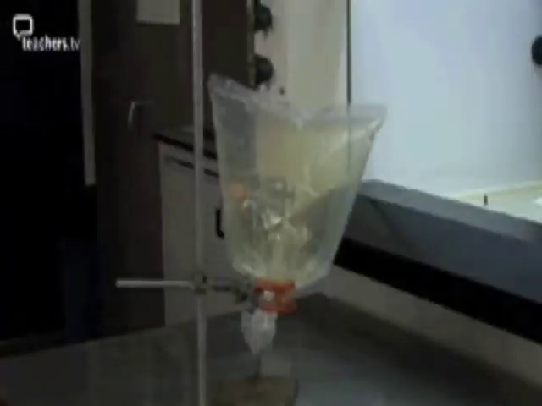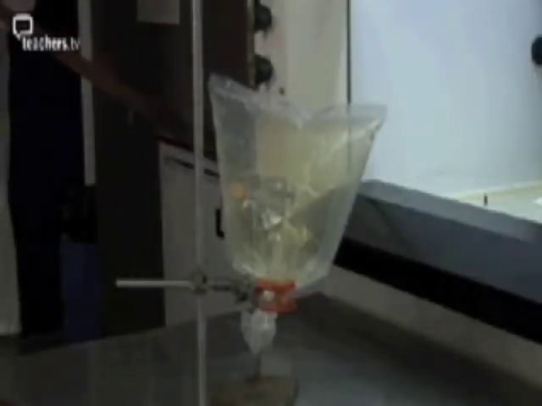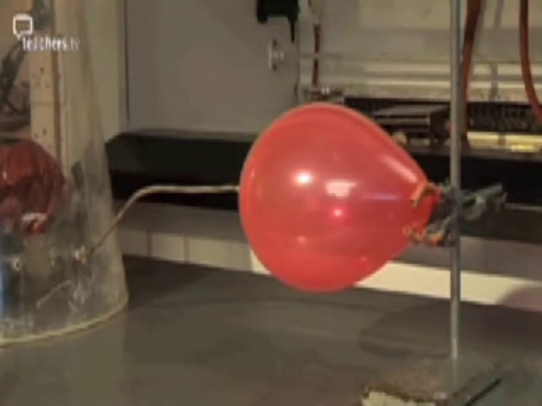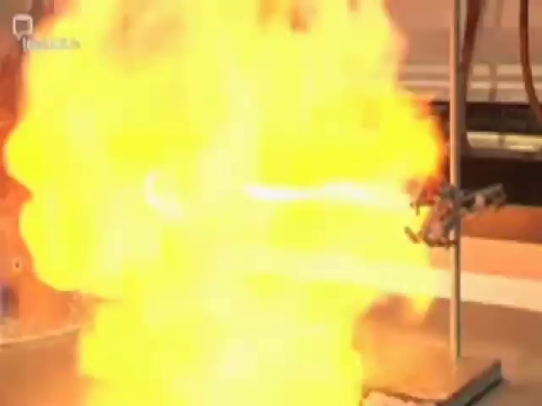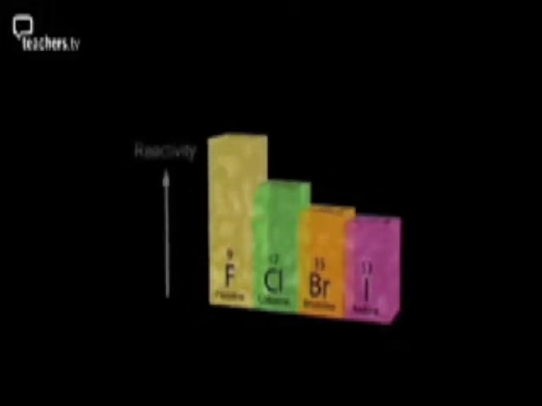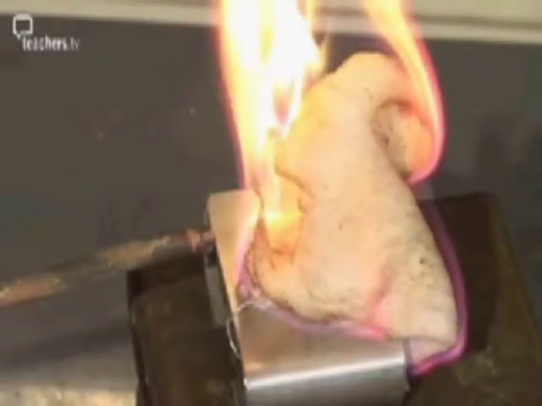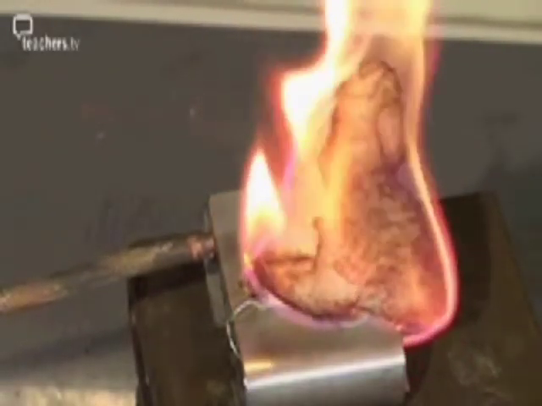This plastic bag contains an equal mixture of hydrogen and chlorine, but it doesn't react unless you shine a bright light on it. So, any predictions about hydrogen and fluorine? This balloon contains hydrogen and fluorine is directed at it. The reactions with hydrogen clearly show that the reactivity of the halogens increases as you go up the group. Fluorine is the most reactive non-metal in the periodic table.